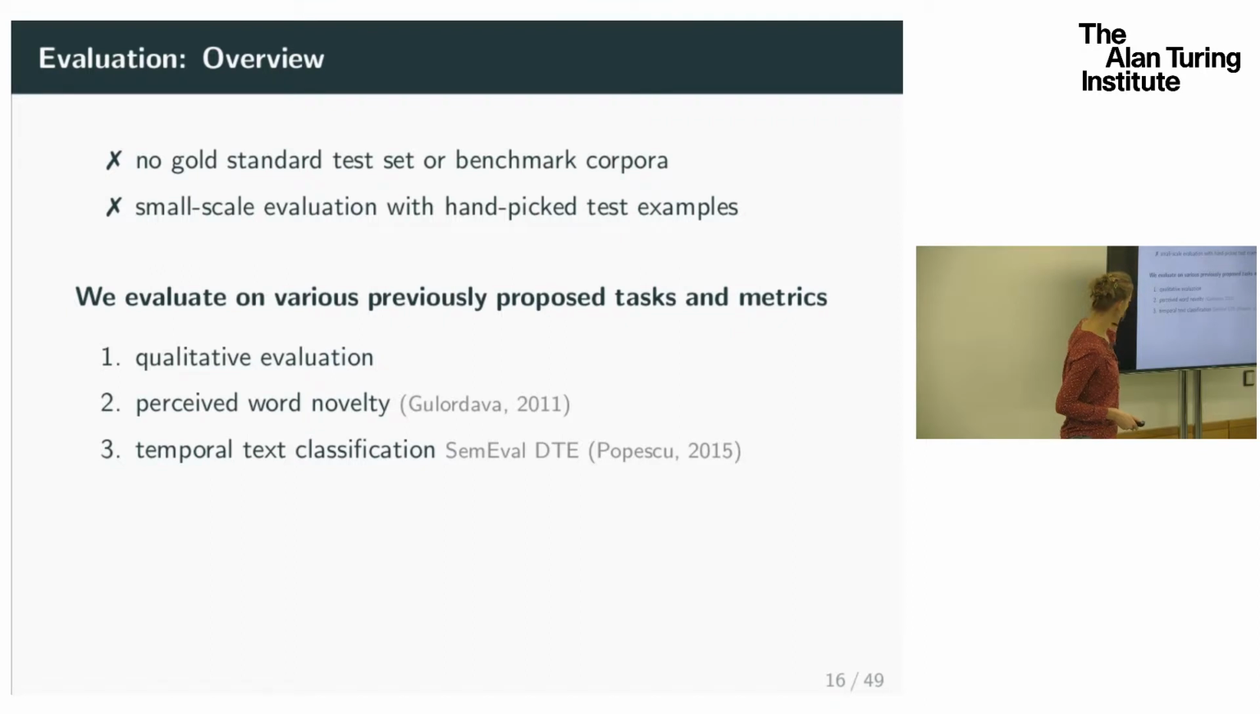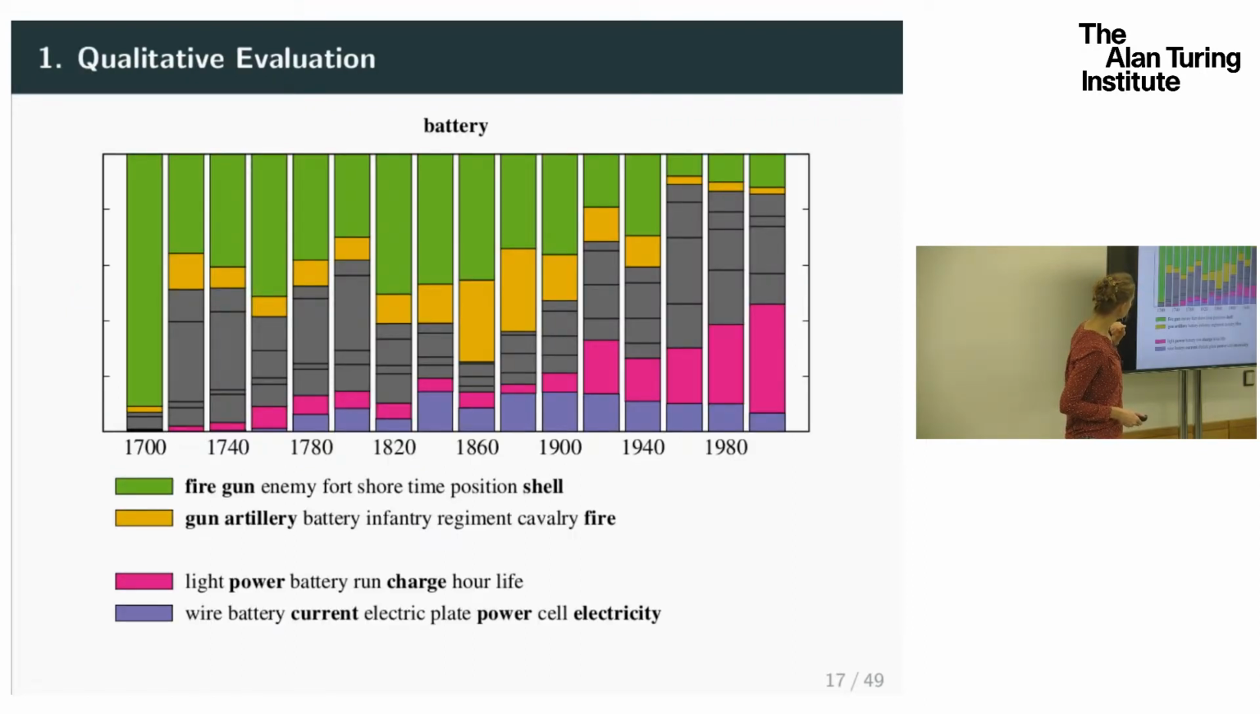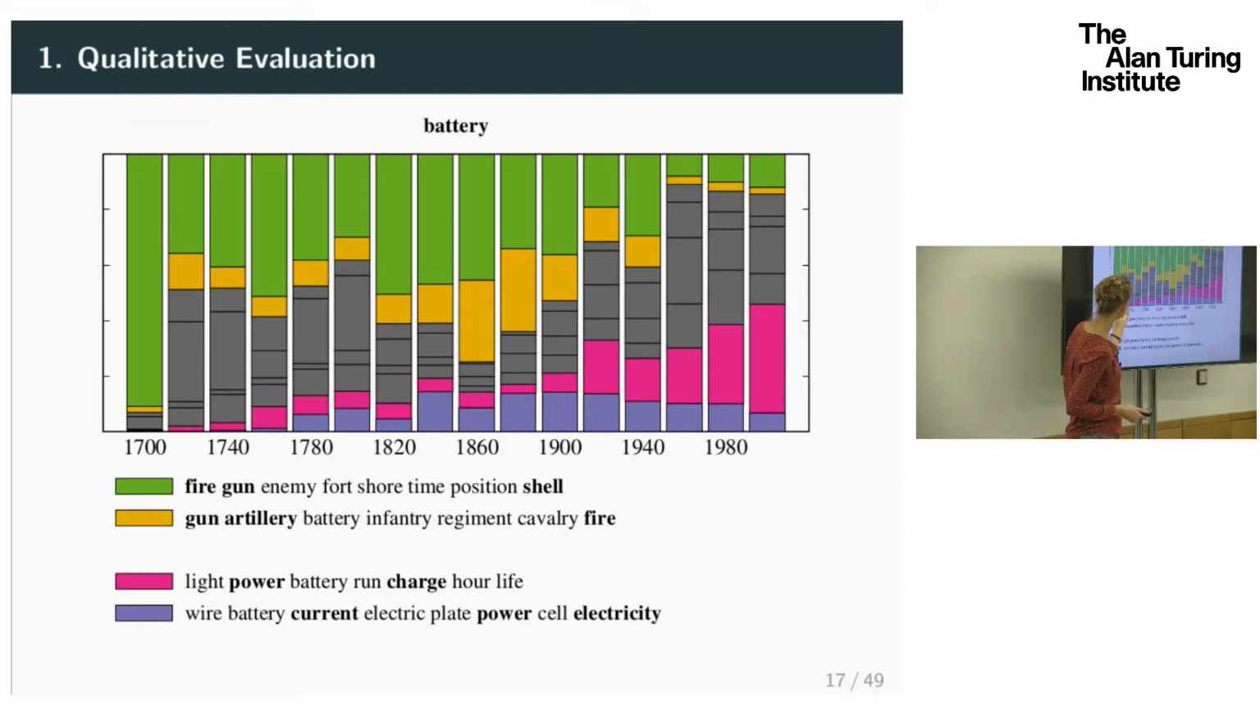But first I will show you some qualitative output. Here you can see what our model actually learns. The target word for this particular output was the word battery. You want to know how the word battery changes in meaning over time. Here I show you a time scale ranging from 1700 to 2000, and each of these stacked bar plots covers a temporal interval of 20 years.